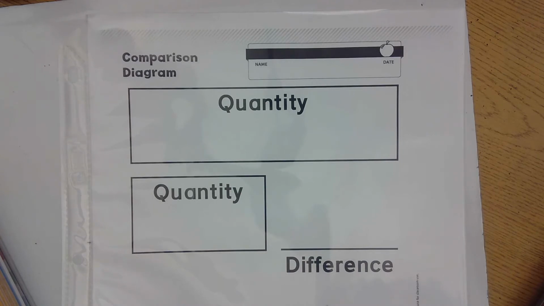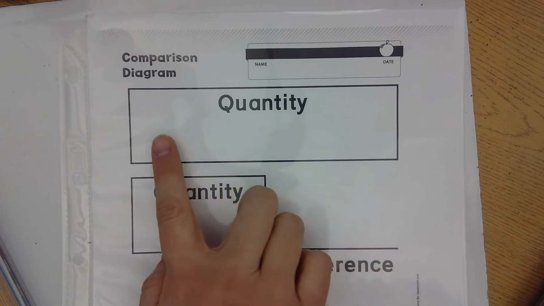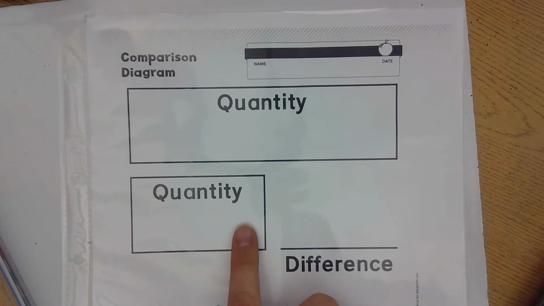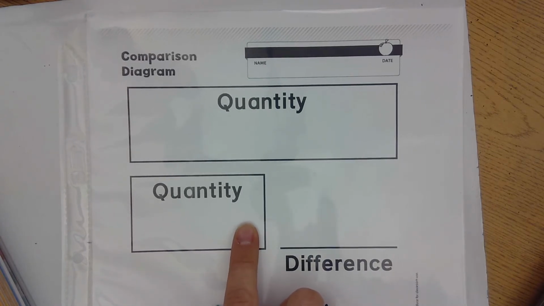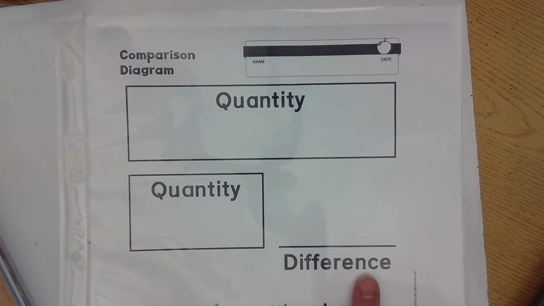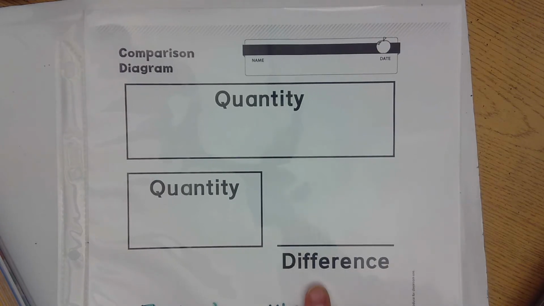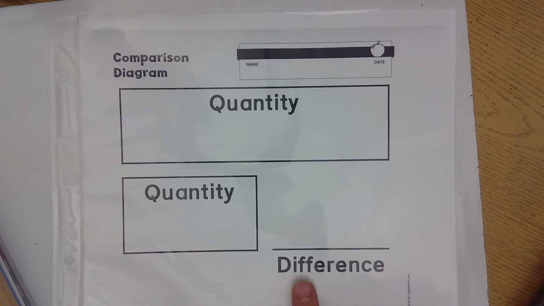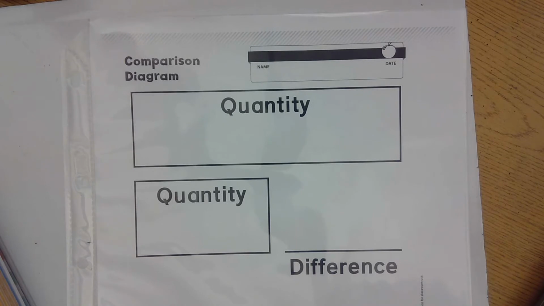Well, what does quantity mean? Quantity describes an amount or a number of things. So, however many things you have, this larger quantity box is used for the larger number, and the smaller quantity box is used for the smaller of the numbers. The difference is the amount unmatched between two quantities. So basically, the difference is the answer to a subtraction problem. Just like the word sum is the answer to an adding problem, the difference is the answer to a subtraction problem.